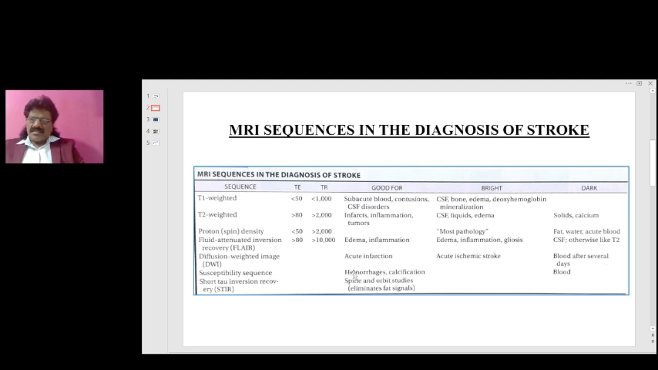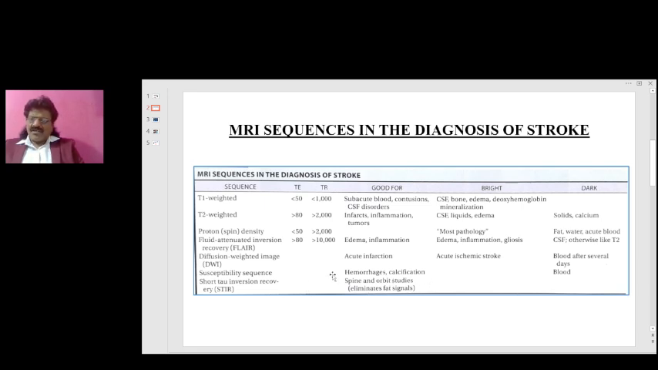The other sequence is the susceptibility sequence. This sequence is very useful for hemorrhages and calcification, and the hemorrhages appear dark, the blood appears dark. The other sequence is the short tau inversion recovery, that is STIR, which is very useful for spine and orbit studies because it eliminates fat signals.